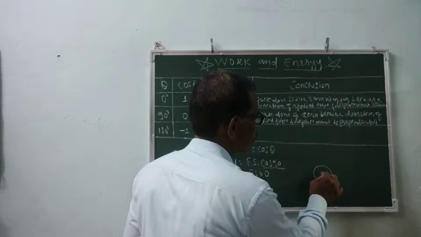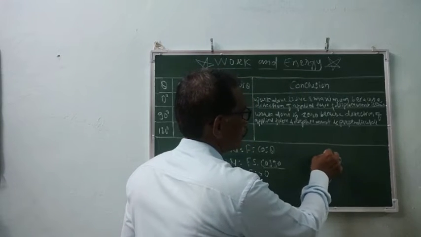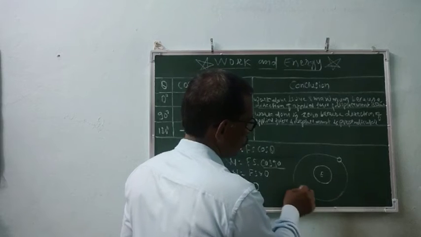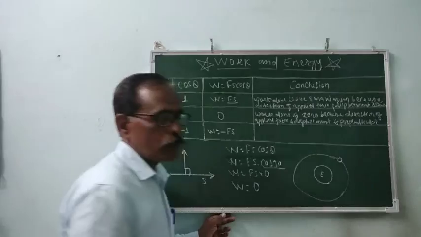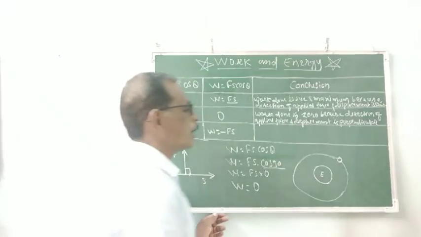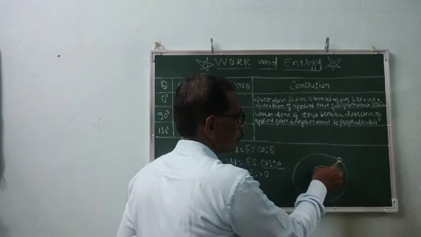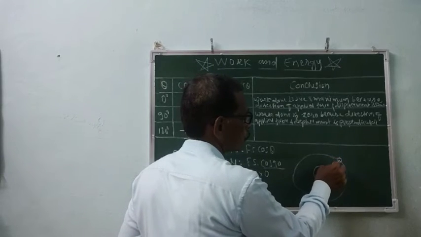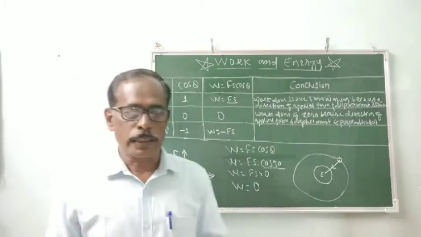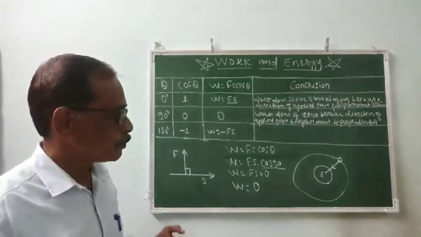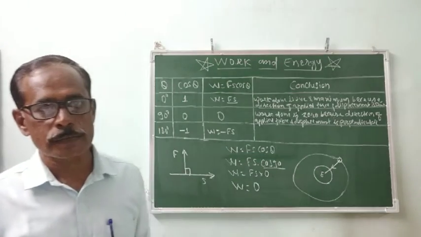We know that the moon is rotating around the earth. Suppose it is our earth and it is a moon. They have a circular motion around the earth. We also know that the earth applies the force on the moon and the direction of that applied force is toward the center of the earth. Earth applies the attraction force, that is the gravitational force, on the moon, and the direction of the gravitational force is toward the center of the earth.